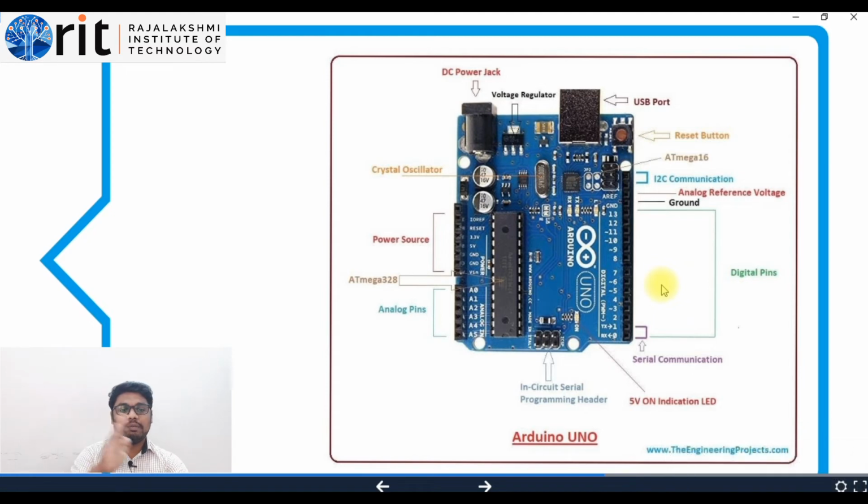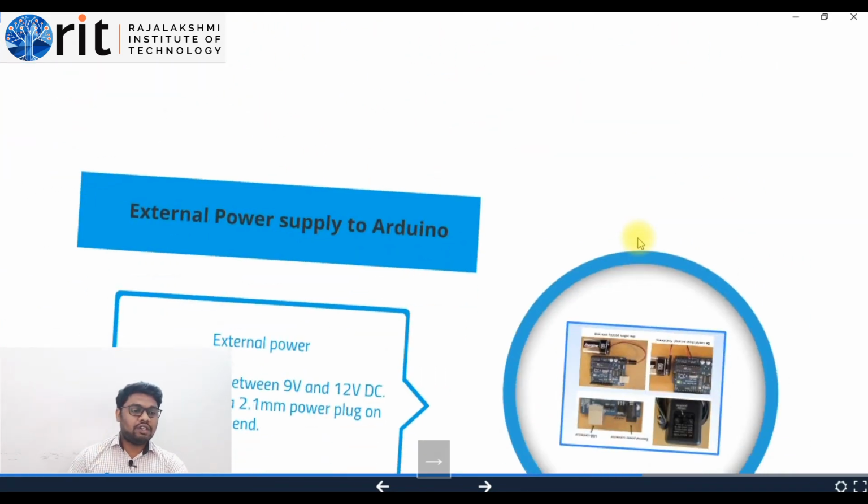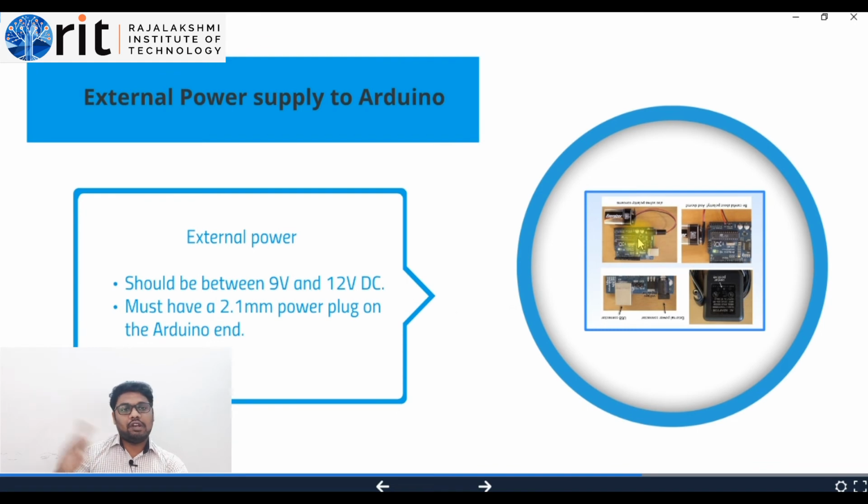So these are the basic pin configurations. One reset pin is available at the top, which you use to reset whatever code you have written before. You can reset it by pressing once, and it resets the code which is already uploaded, right?